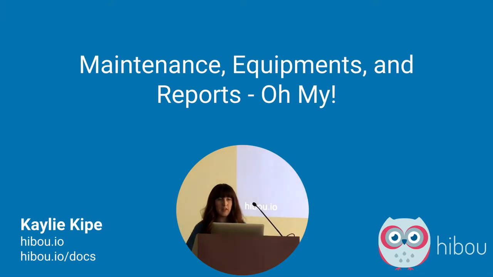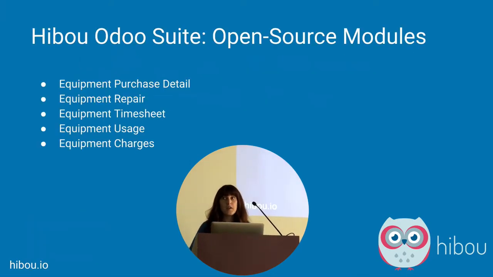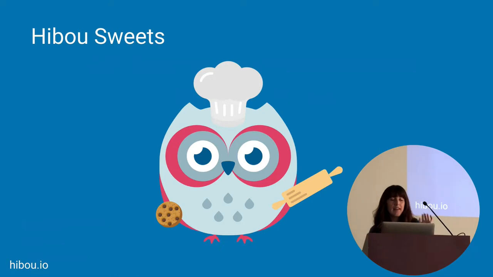So, the Odoo Suite open source modules that we're going to be covering today, in addition to stock out-of-the-box Odoo functionality, are purchase detail, repair, timesheet, usage, and charges. To set the stage for our use case, we have an example company, Odoo Sweets, a local bakery that sells tons of sugary stuff and tracks their assets in Odoo. So let's go ahead and get started.